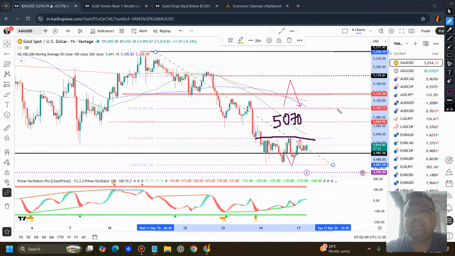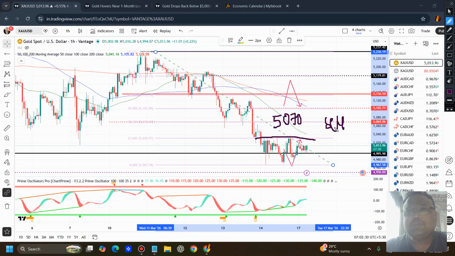How much can you expect? Easily you can expect around $8 to $10, meaning 80 to 100 pips. So once the market hits the 5069, 5070 area, you can switch to a lower time frame like 15 minutes. On the 15 minute time frame, if you see the market is showing price action from above, you can look for a sell position. So this is opportunity number one.